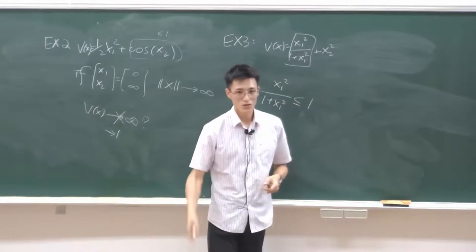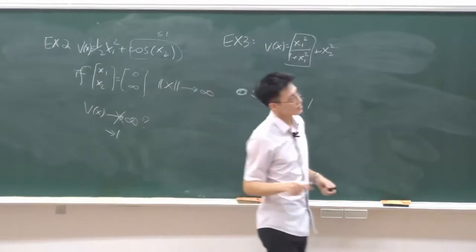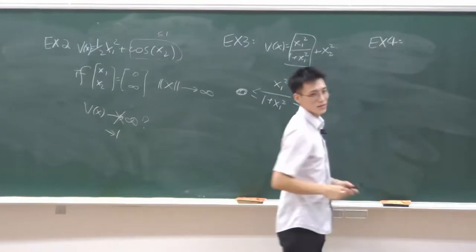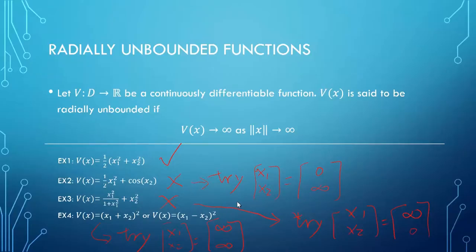Yes. Raise your hand. Yes or no? Is it radially unbounded or not? Can you find that x1 or x2 go to infinity, but V is not infinity?